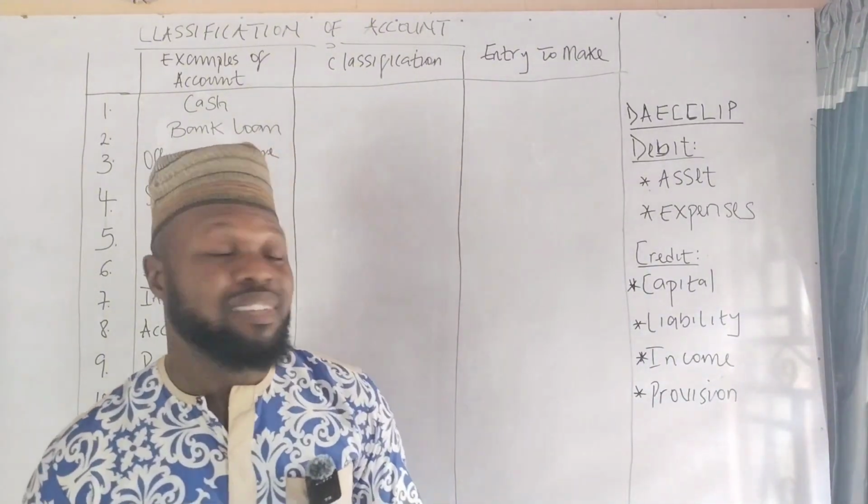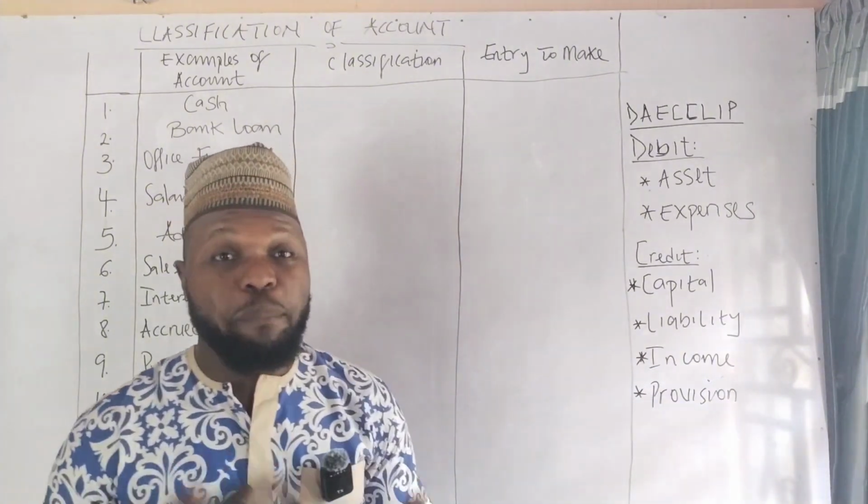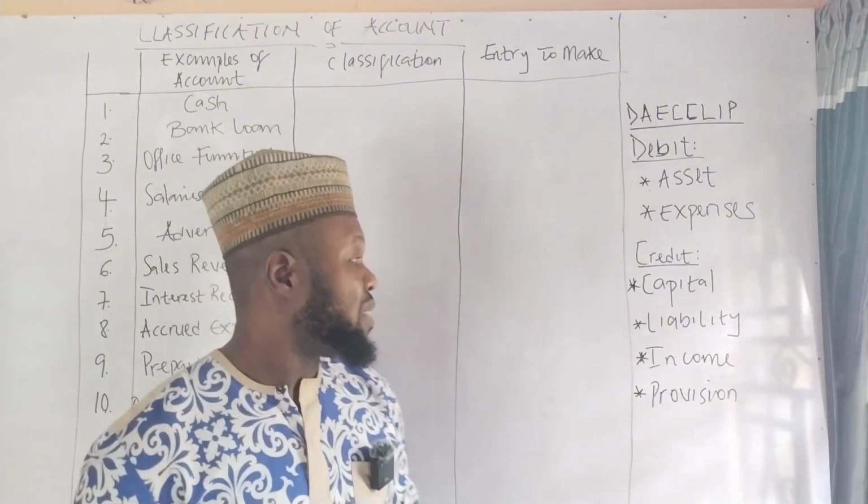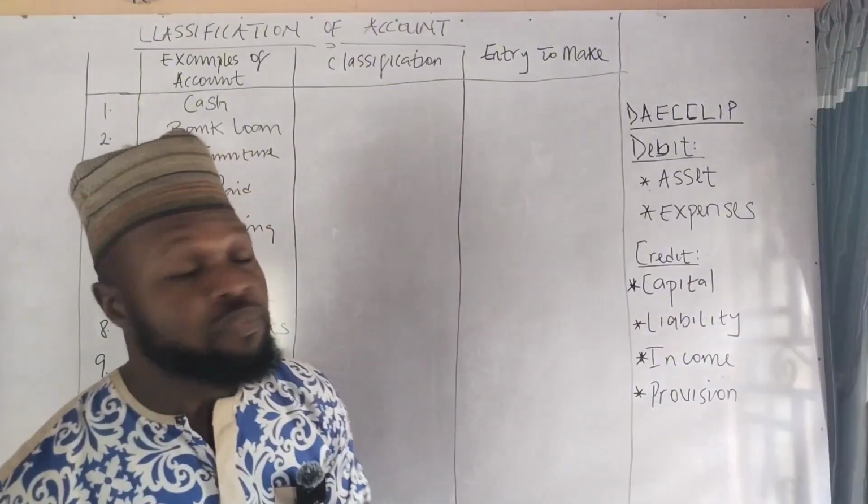For example, salary is an income. The profit that you realize on a particular sale is an income. And also we have provision.